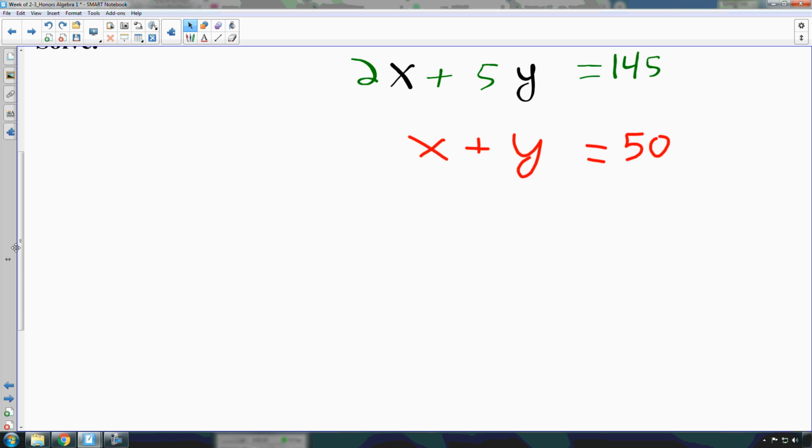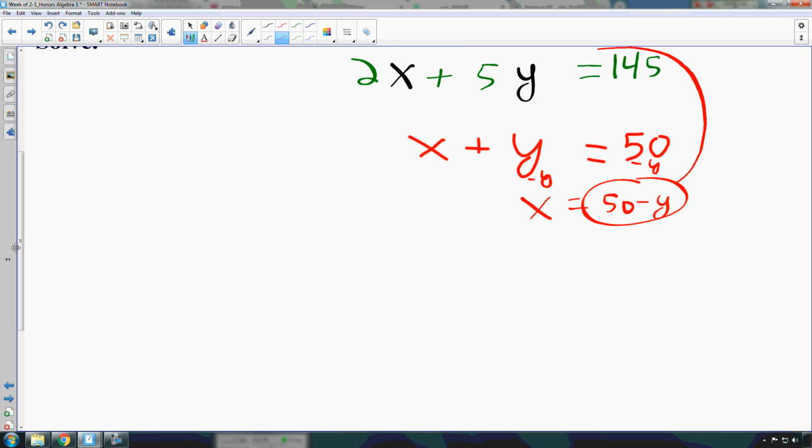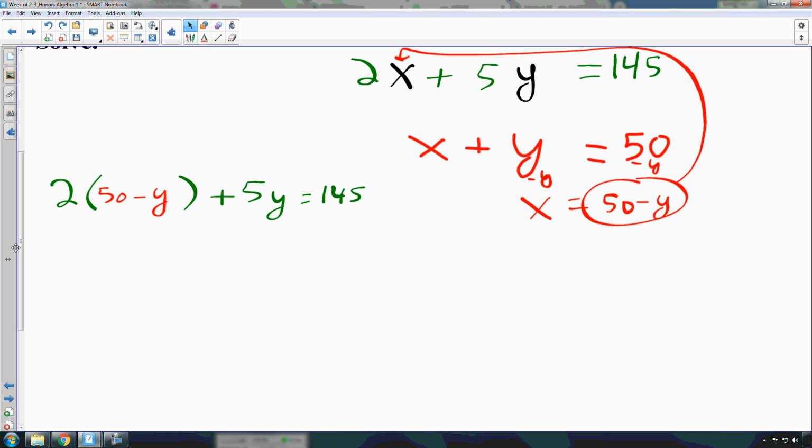So let's crunch through the math. I'm going to start solving. I'll solve the bottom one for X. We subtract Y from both sides, so X equals 50 minus Y. And we'll plug that into the top equation. So now we'll have 2X plus 5Y equals 145, and we know that X is going to equal 50 minus Y. Feel free to solve while I'm solving. I'm just going to go through this quickly and get an answer, and you can do the same as you're watching.